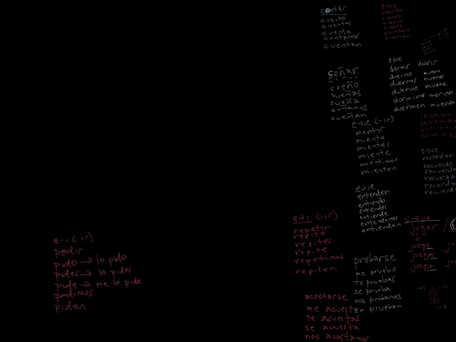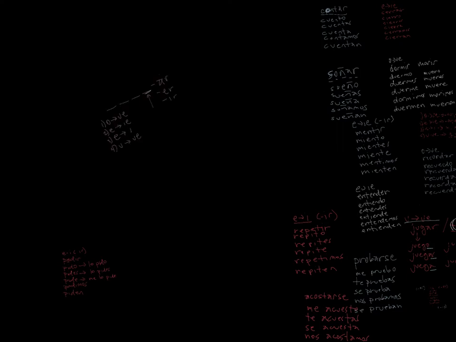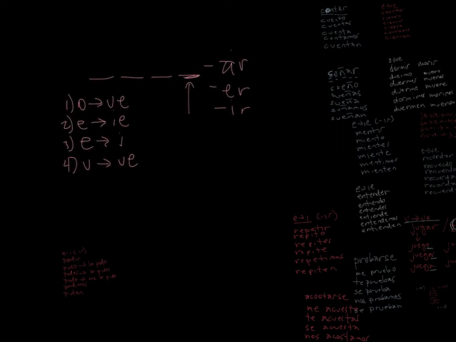Okay, so now let's go back to review what we have said here. We talked about stem changing verbs, right? And what we originally said about the stem changing verbs is that a stem changing verb is going to have a stem change on the second to last syllable. We have AR, ER, and IR stem changing verbs, right? But they all fall within one of these four categories. We're either going to have O to UE, E to IE, E to I, or U to UE.